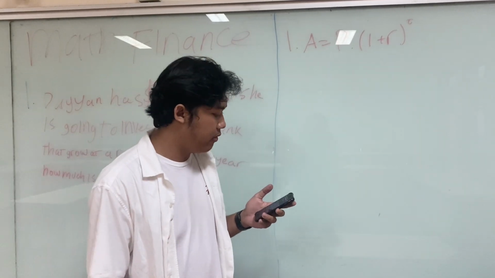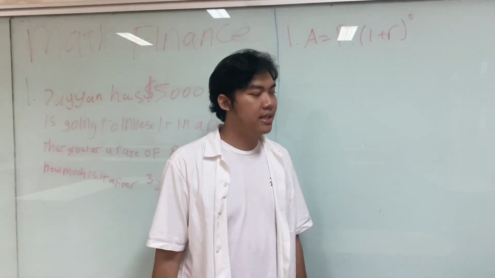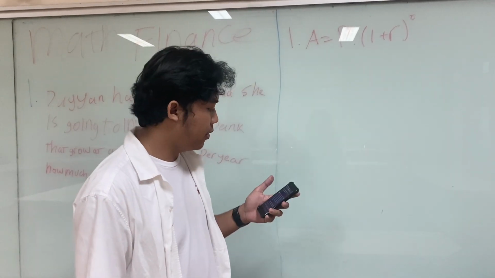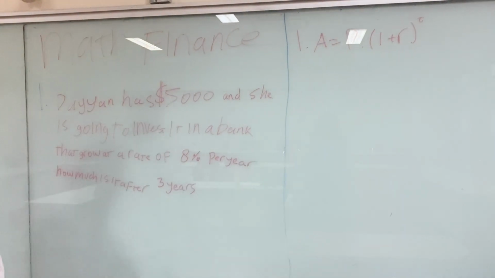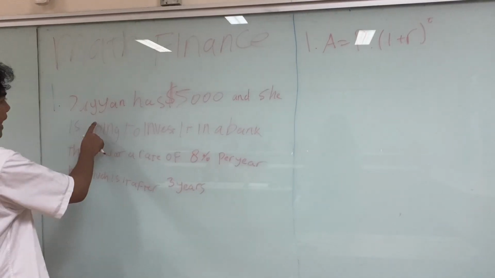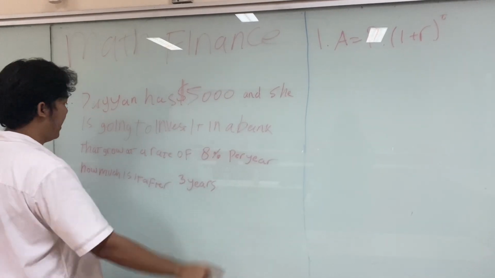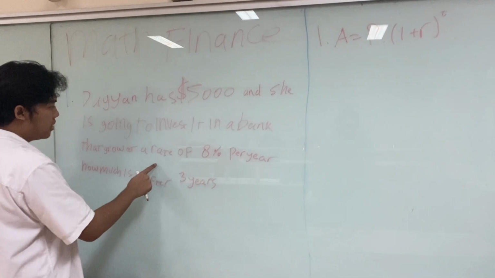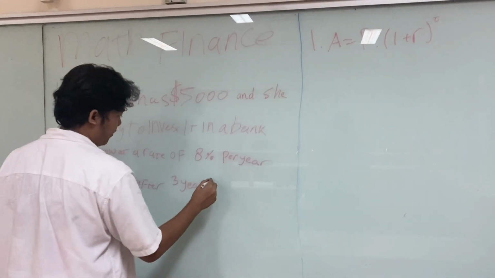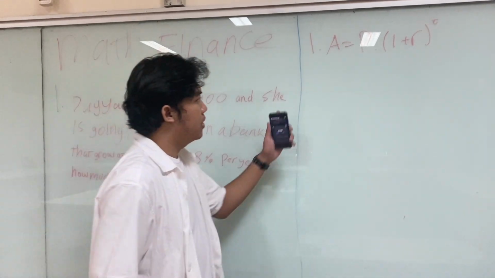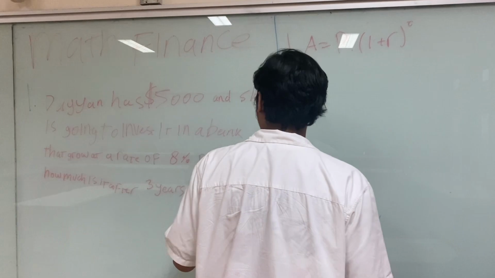The amount of money you have after several years can be represented as an exponential function. And here we have the example. Dayyan has 5,000 and she is going to invest in a bank that grows at a rate of 8% per year. How much is it after 3 years? Okay, so here is the equation about the math finance.